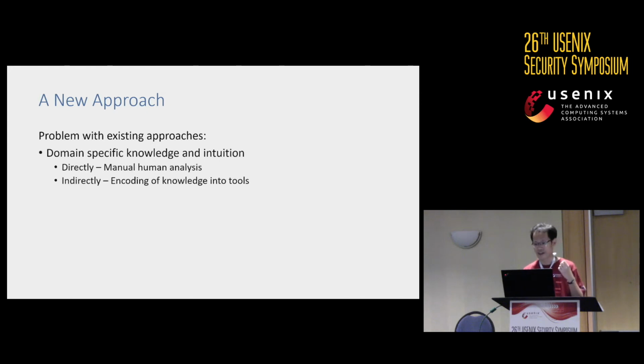So what are the problems with the approach that I've just described? A key problem is that this approach requires specific domain knowledge. And although previous works have shown that machine learning can help with function boundary identification, the recovery of the argument signature still relies on human experts, either directly or indirectly. Directly in the form of manual human analysis, and indirectly through the encoding of the knowledge into tools, heuristics, and algorithms.